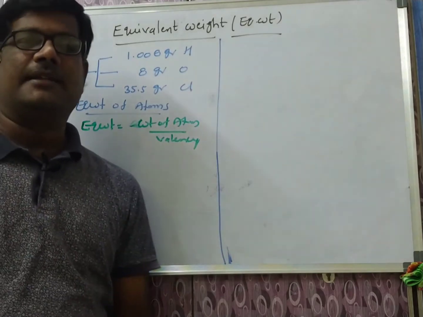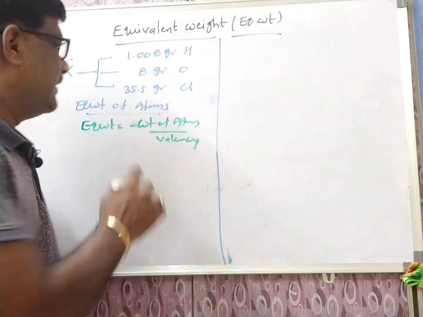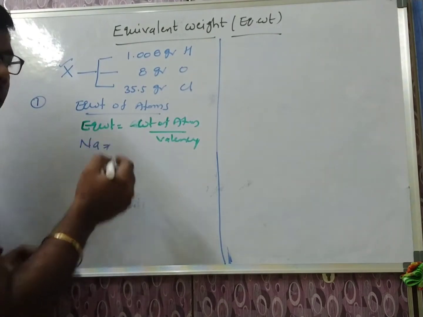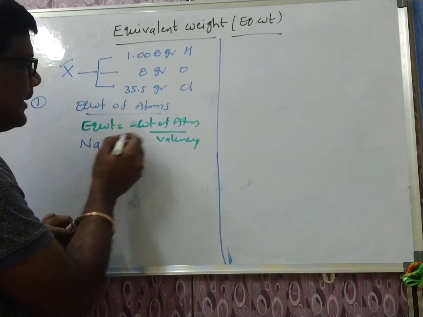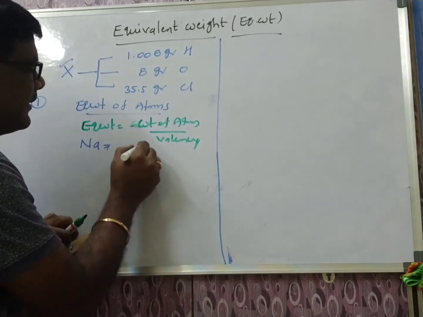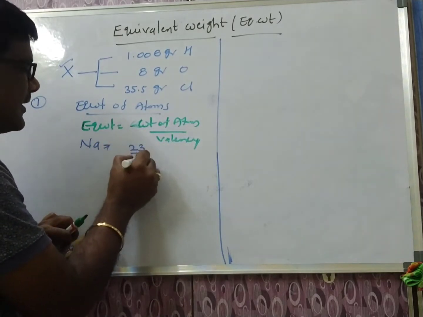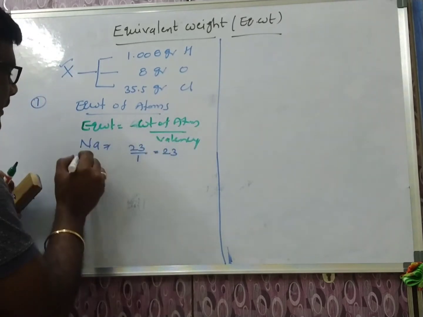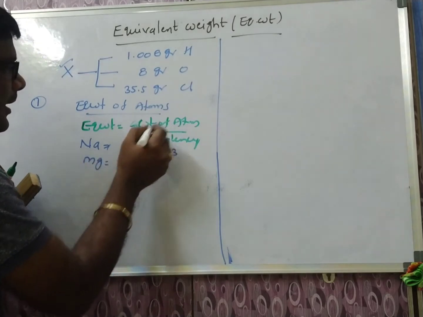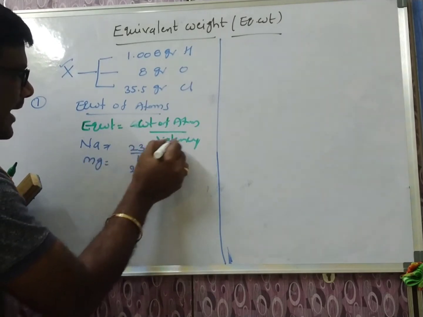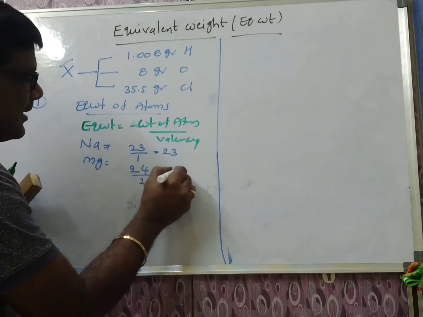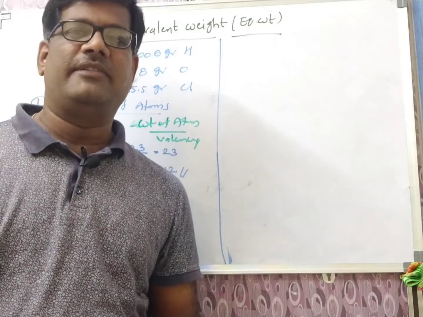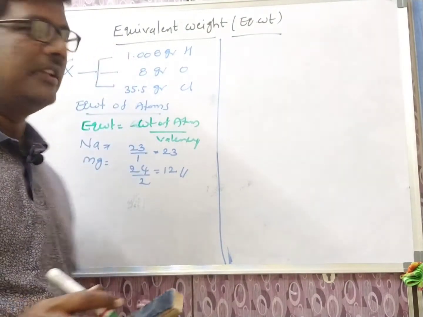Equivalent weight of any atom is the ratio between the weight of the atom and the valency. For example, equivalent weight of sodium: atomic weight of sodium is 23 divided by valency of sodium, 1. So the equivalent weight of sodium is 23. For example, magnesium: the atomic weight is 24, valency is 2, so it is 12. So the equivalent weight of magnesium is 12. Like this you can calculate the equivalent weight of whatever atoms or compounds they give you.